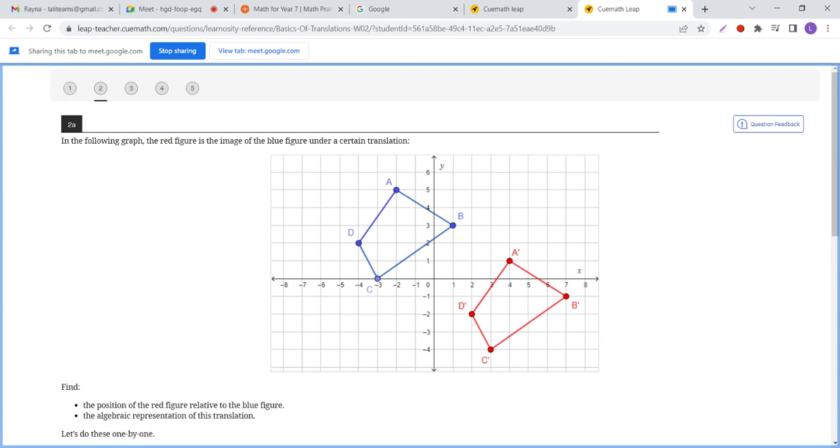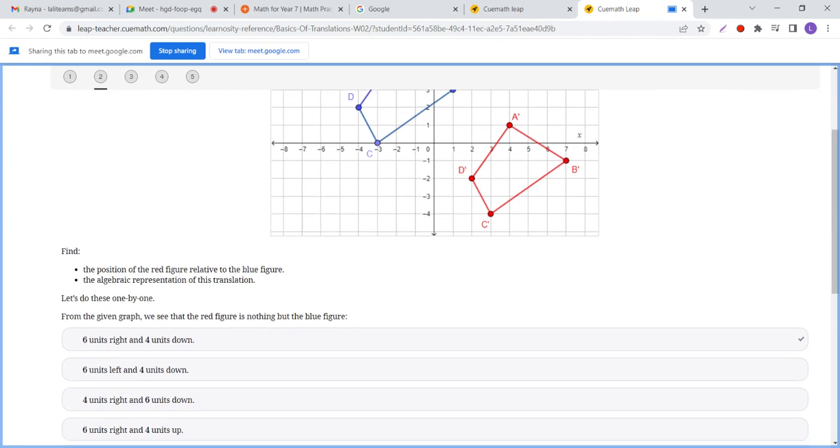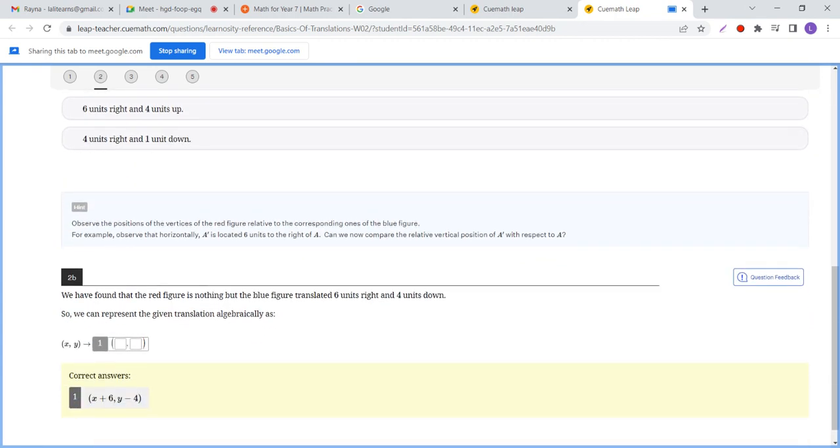The question is below. Find. It is translating again. Have you learned about algebraic representation of the translation? No, I don't know. Okay.